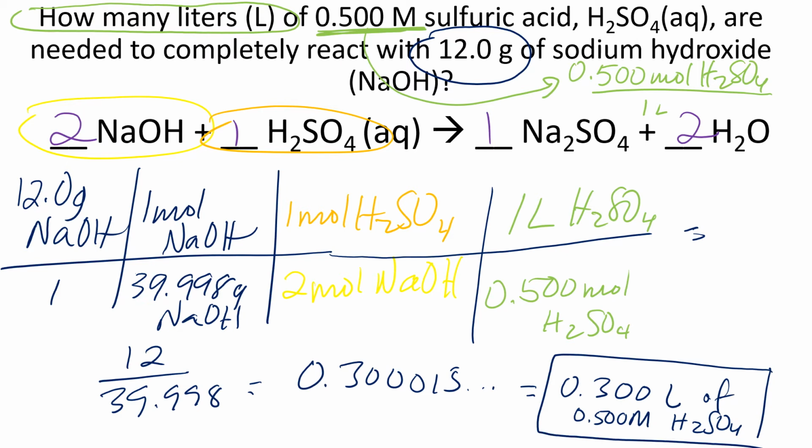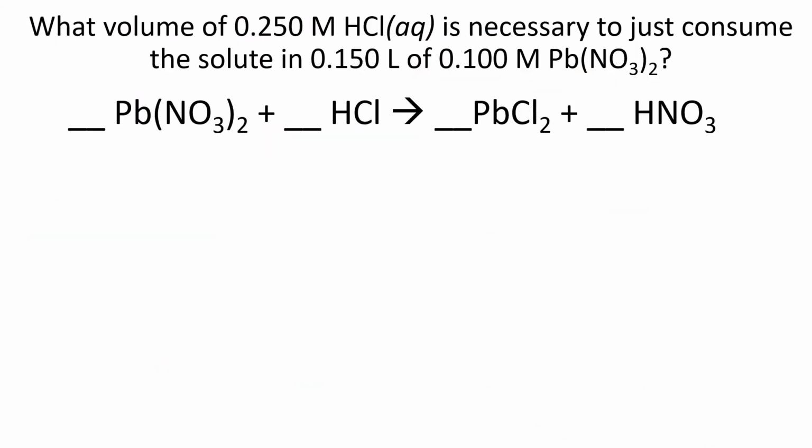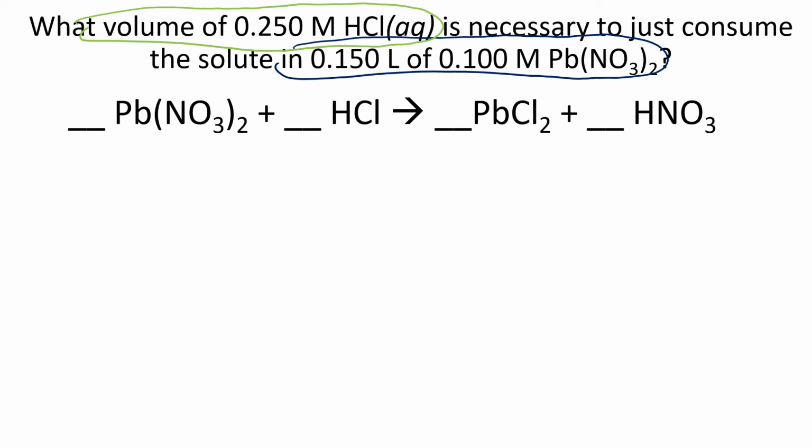Okay, so let's move on. What volume of 0.250 molar solution of NaCl is necessary to just consume the solute in 0.50 liters of a 0.100 molar solution of lead 2 nitrate? So this is my known. It's a volume. My unknown is another volume attached to a molarity. So that means I'm going from liters to liters. So we got to use both of those capital M's in our stoichiometry.